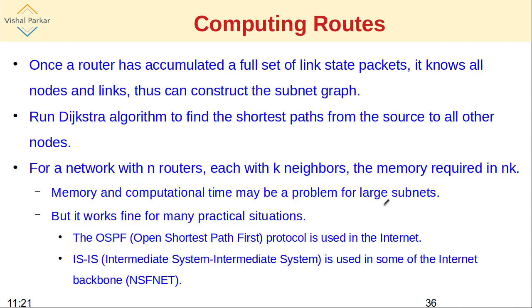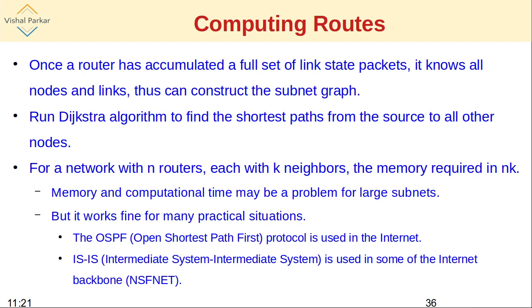Now, computing the actual routes or the shortest path. This is the last stage. Once a router has gathered the full set of link state packets from the remaining routers, you can say it knows all the nodes as well as the links which are required to reach those nodes. And this is how it can now logically construct the subnet graph. Now, this is the place where the router can run Dijkstra's algorithm to find the shortest path from itself to other nodes.